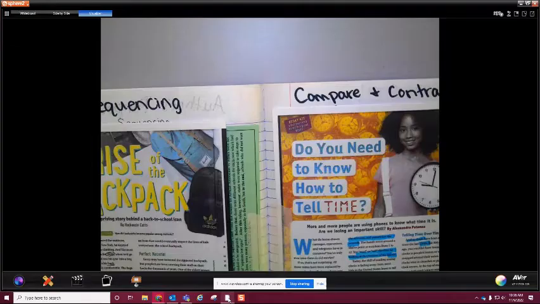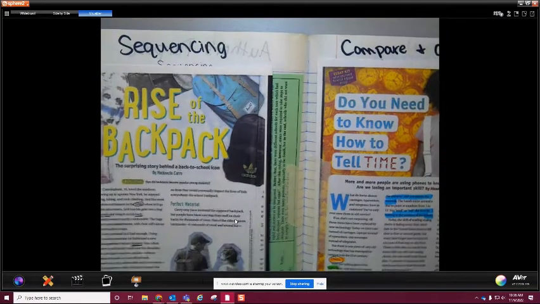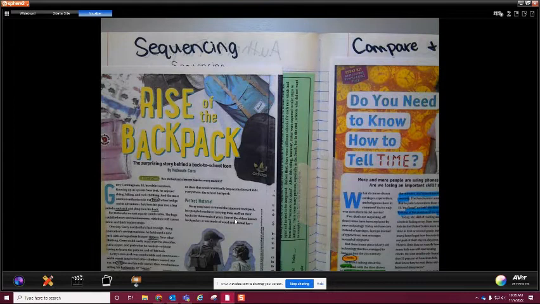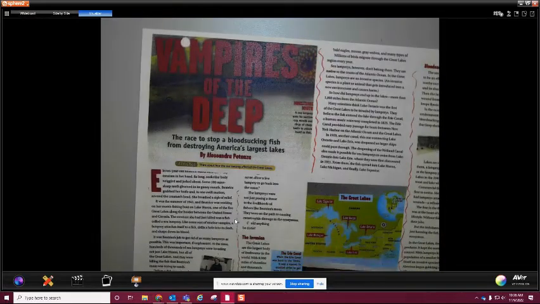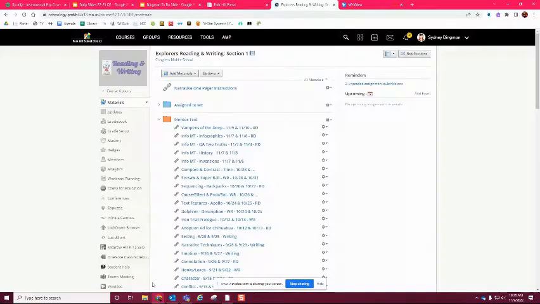But what you're going to do today is take a new mentor text, and we are going to annotate that mentor text to find the different writing structures, all of them. It's called Vampires of the Deep. It looks like this. You can have access to this in Schoology, in the mentor text folder. This one right here says Vampires of the Deep.